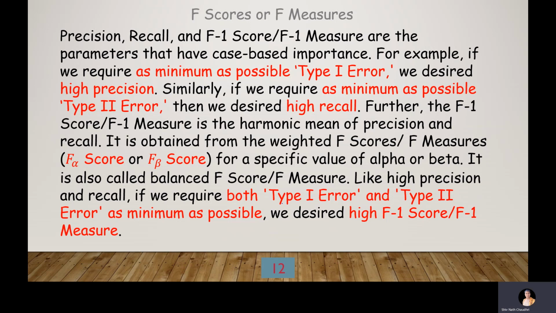Which parameter, for example, precision, recall, and F1 score, must be observed is the concern of our problem. For example, if we want as minimum as possible type 1 error, type 2 error, or both, we must be concerned about high precision, high recall, and high F1 score respectively. F1 score is also called a balanced F score, derived from weighted F scores, that is F alpha and F beta scores.